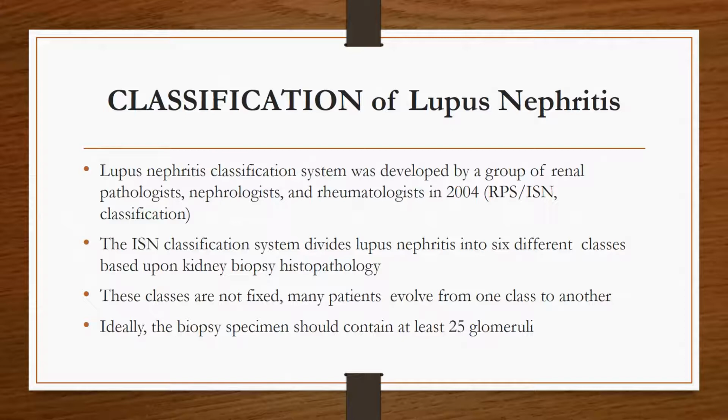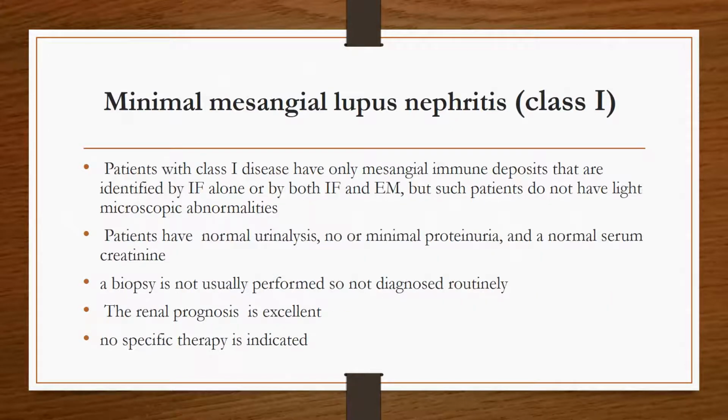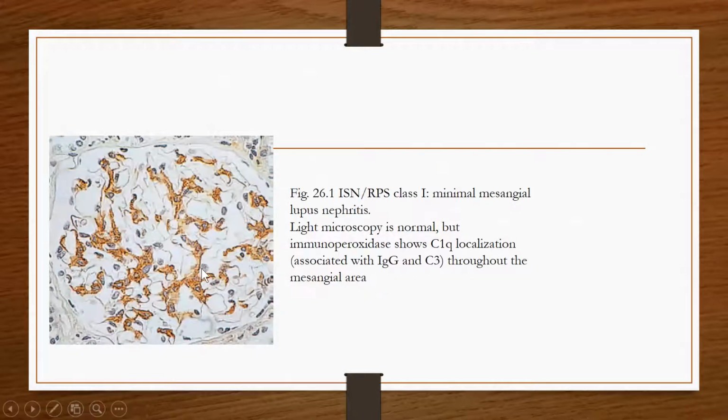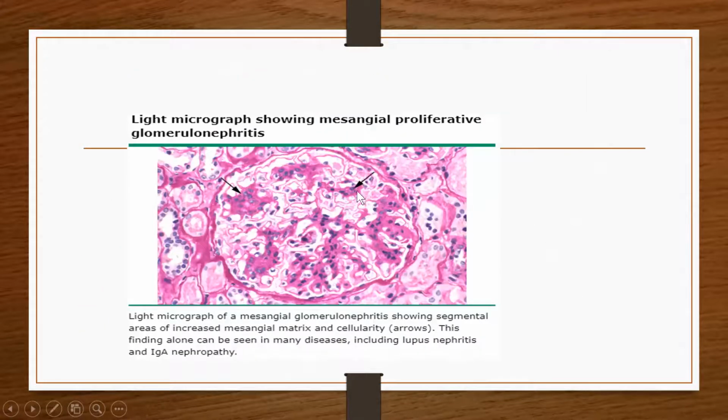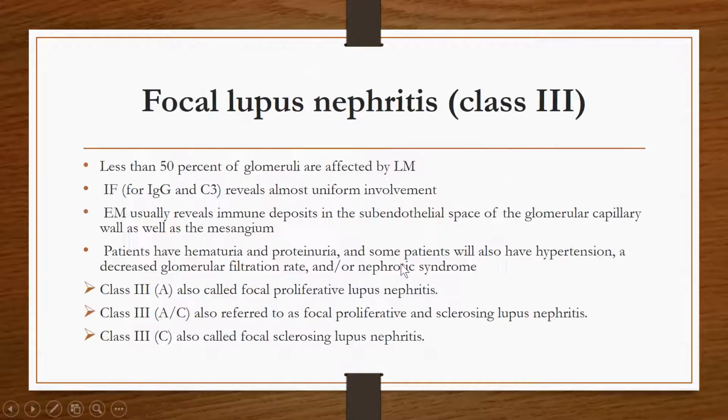In terms of classification, it has been divided into 5 different classes. The first one is minimal mesangial lupus nephritis, in which there is only deposition in the mesangium and no proliferation. Clinically, it may manifest with minimal proteinuria. The second one is mesangial proliferative lupus nephritis, where you could have some hematuria and proteinuria, and proliferation only in the mesangial area, in between the arterioles.